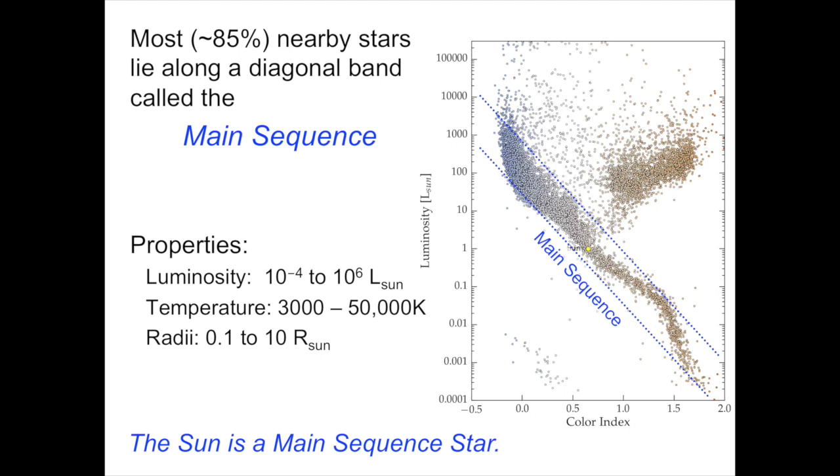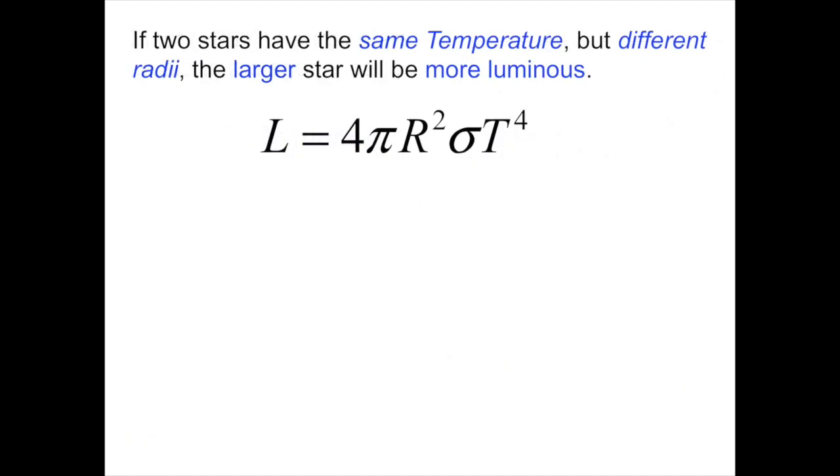Remember our usual progression of knowledge. First you describe it and characterize it, and then move on to understanding why it has these properties and understand it physically. Remember the luminosity radius temperature relationship for stars. If two stars have the same temperature but different radii, the larger star will be the more luminous.